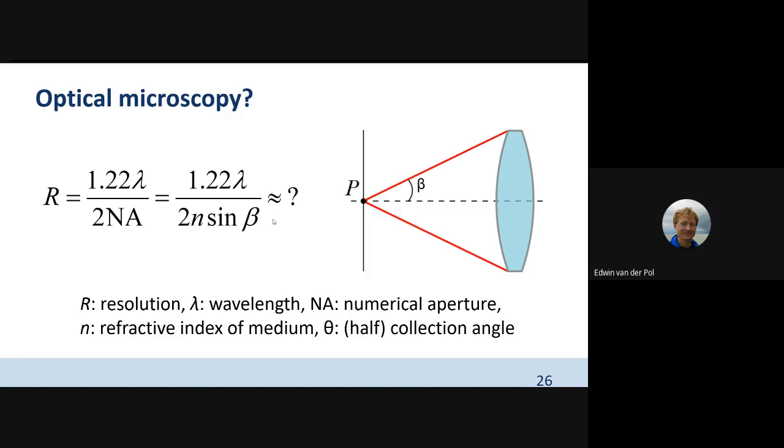This means this R is about 400 nanometers, which means that if you have 2 objects which are less than 400 nanometers apart, you cannot differentiate between these 2 objects anymore. So if you have now a vesicle of 200 nanometers lying next to another vesicle of 200 nanometers, you see it disappears as just 1 dot of 400 nanometers. So optical microscopy is not that useful to study vesicles. You can make images of cells, and that's about the limit.